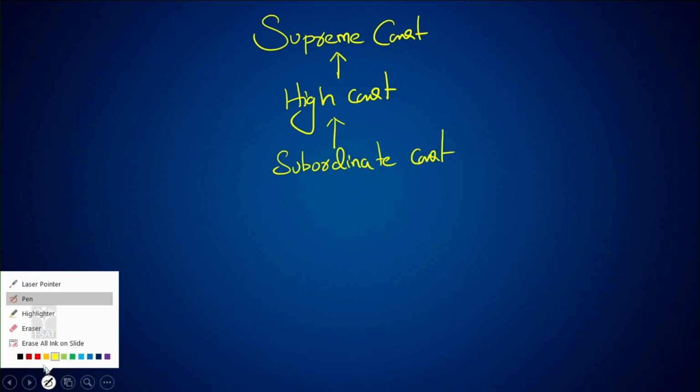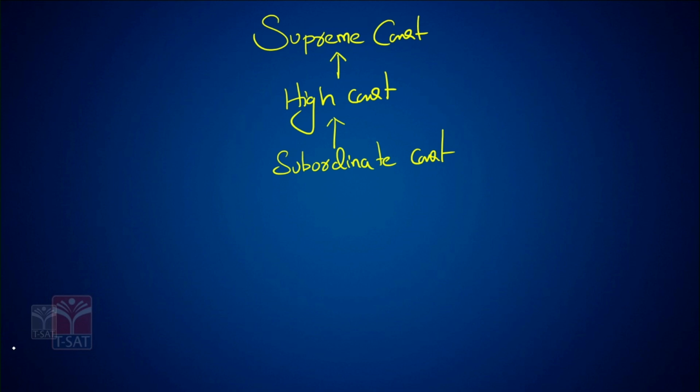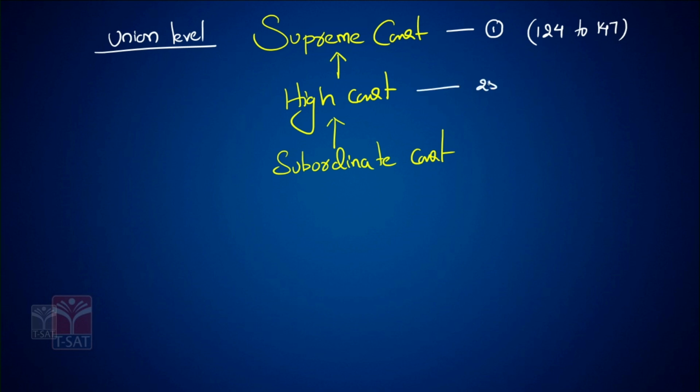Now look at the screen. Very important: there is only one Supreme Court for the entire nation, and this is at the union level. Articles 124 to 147 deal with the Supreme Court of India. And look at the High Court. There are 25 High Courts for all the 28 states and 8 union territories, at the state level. Articles 214 to 231 talk about the high courts in India.